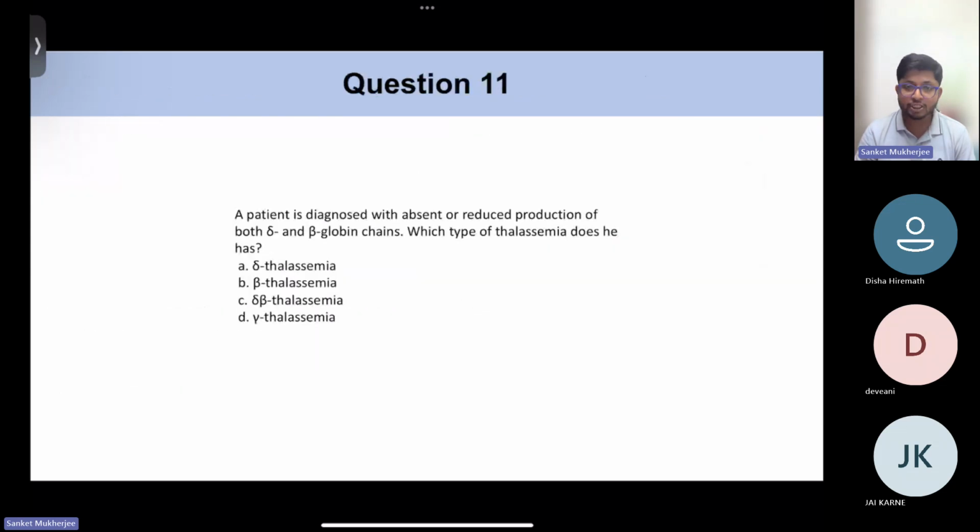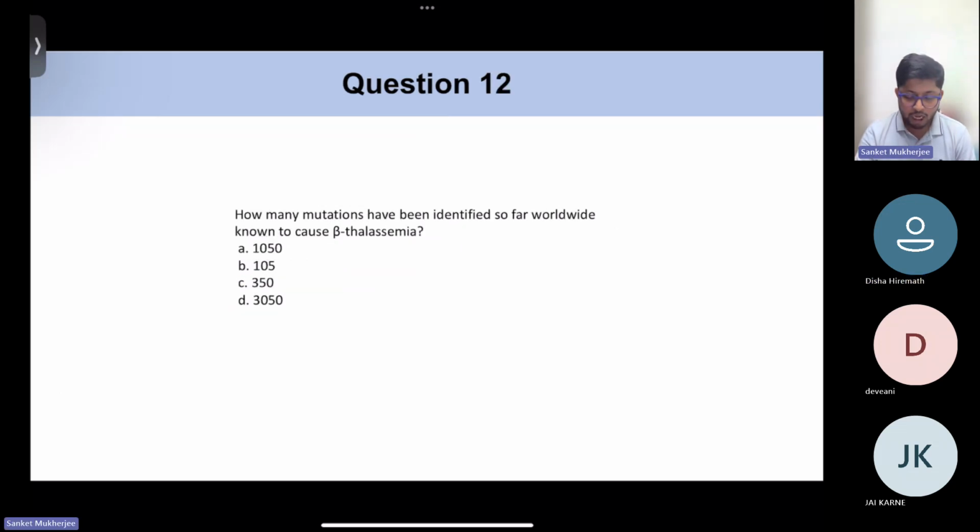Now, question 11. A patient is diagnosed with absent or reduced production of both delta and beta globin chain. Which type of thalassemia does he have? Delta beta thalassemia or gamma thalassemia? It's pretty easy, actually. Option C is the right answer. How many mutations have been identified so far worldwide to cause beta thalassemia? Is it 1050, 105, 350, or 3050? Option C. Again, you're right.